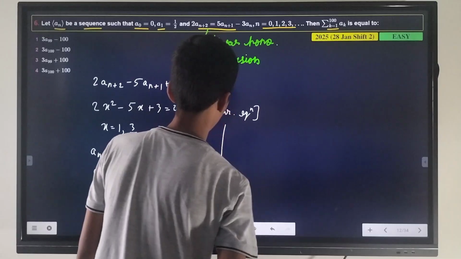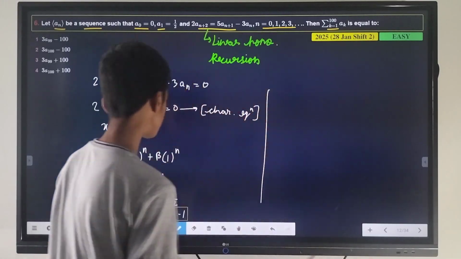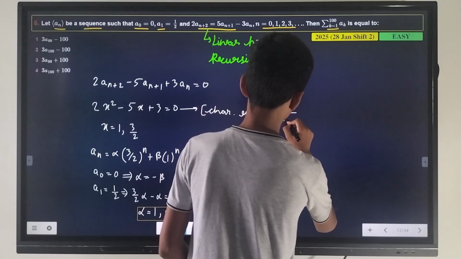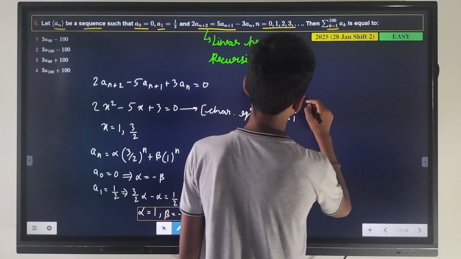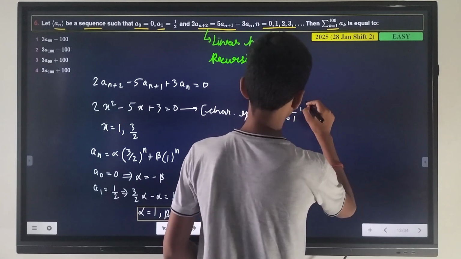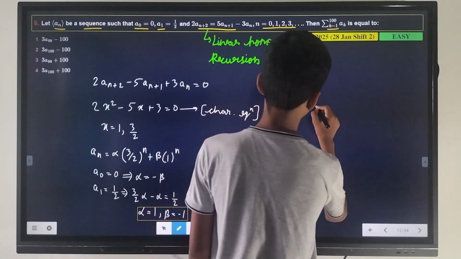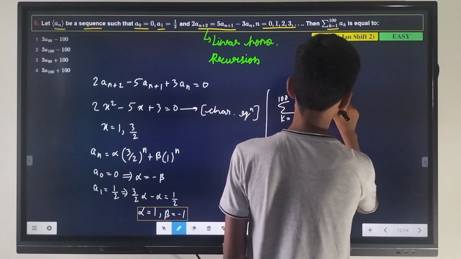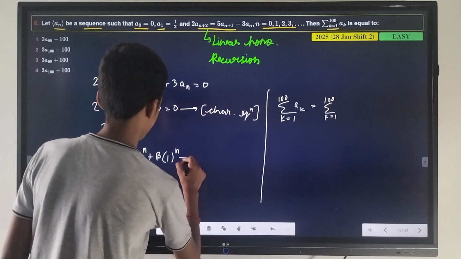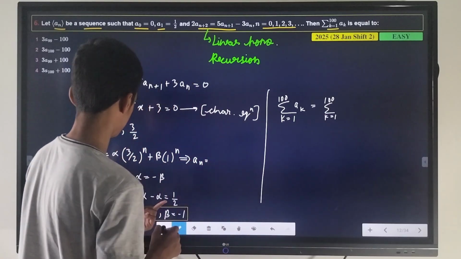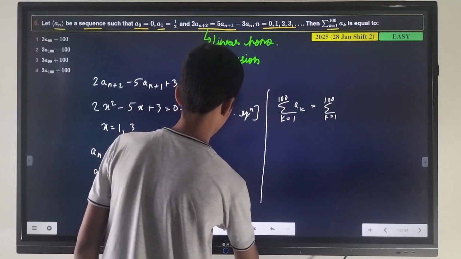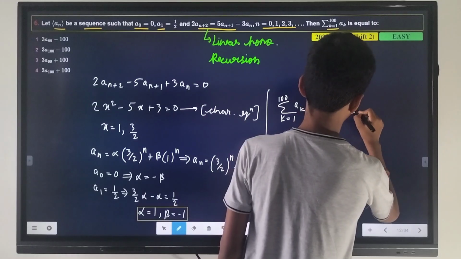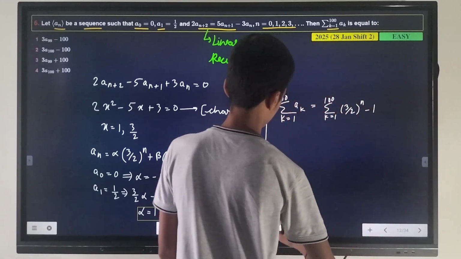We have our values of alpha and beta. Now we can find the required sum. Sigma k equal to 1 to 100 a k is equal to sigma k equal to 1 to 100. Our a n will be, from these two, 3 upon 2 raised to power n minus 1. So this will be 3 upon 2 raised to power n minus 1.